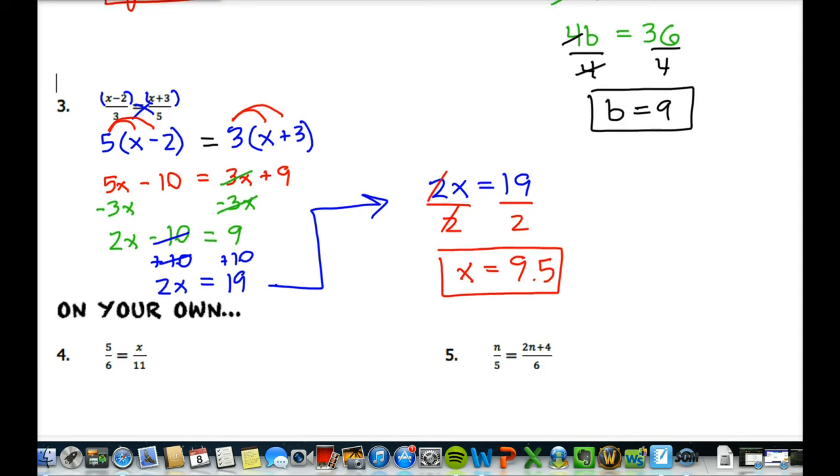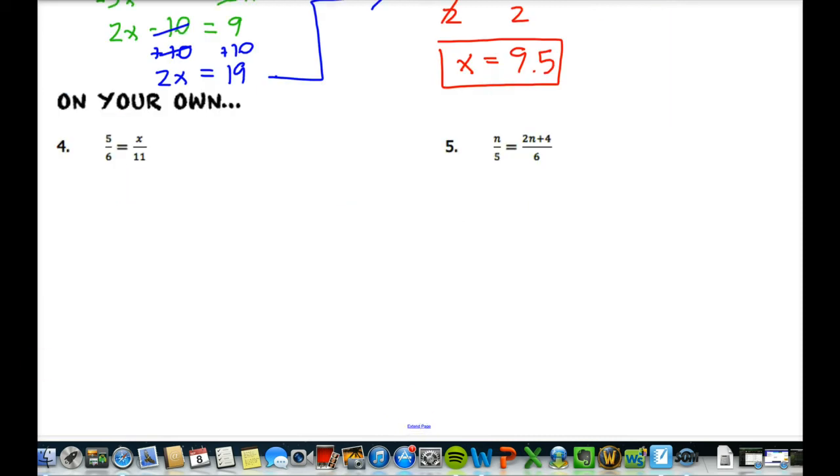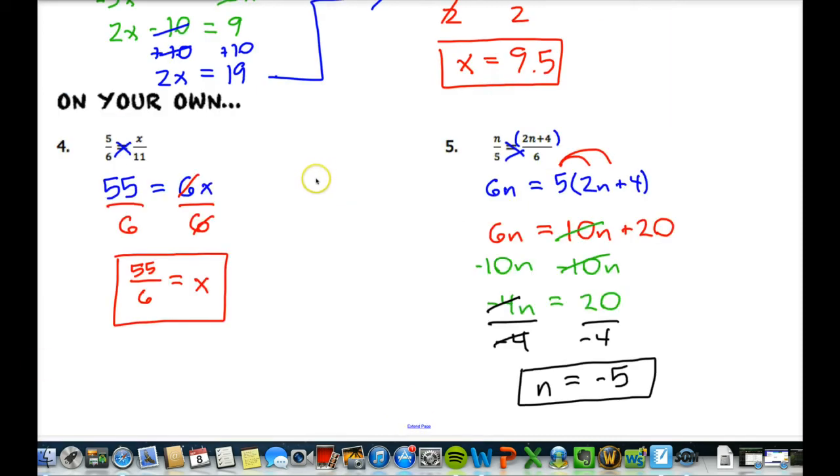Okay, why don't you try 4 and 5 on your own? So click pause, try each of these, and then click play to check your answer. Okay, here are your answers to 4 and 5.